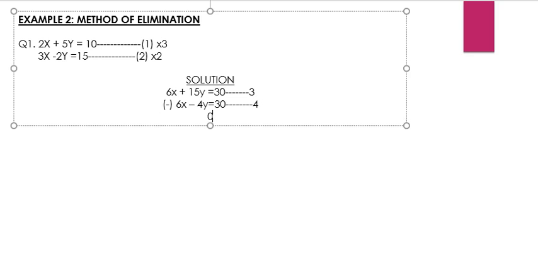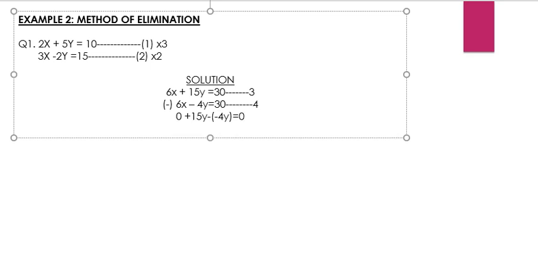what are we getting? We're getting 0, and then leaving us with 15y minus 4y. Let me write that quickly. 15y minus the minus 4y is giving us, so 30 minus 30 is giving us 0 also. Minus multiplying minus will give us a positive value. So we're left with 15y plus 4y, giving us 19y equals 0.